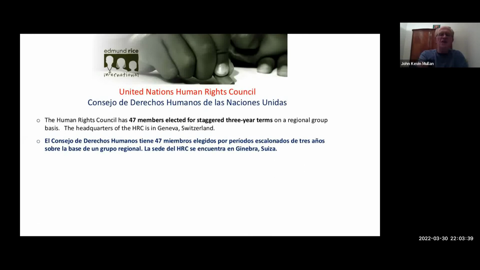The Council has 47 members elected for a staggered 3-year term of office on a regional basis. So from among all the states in the world, all the countries of the world, at any one particular time, the Council has 47 members and they serve for a period of 3 years. And the headquarters of the Human Rights Council is here in Geneva, Switzerland. And that's why the Eben Rice International team is based here in France, very close to Geneva, and our office is in Geneva, quite close to the United Nations buildings.